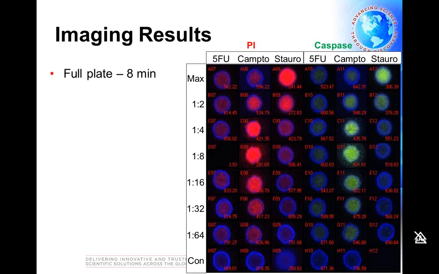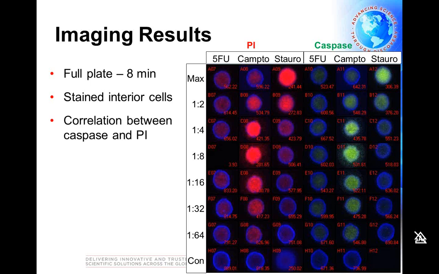So the processing of a full plate was again accomplished in less than 8 minutes, so much like our compound treatment. What we do notice is that we were able to stain the interior cells. Again, basically the interior of the sphere are what seems to be glowing green or red as compared to the annexin 5 staining that we showed earlier. We did see a correlation between the caspase staining and the propidium iodide staining, which is nice in the sense that basically both conditions are a marker for apoptosis, and we do see nice correlation.